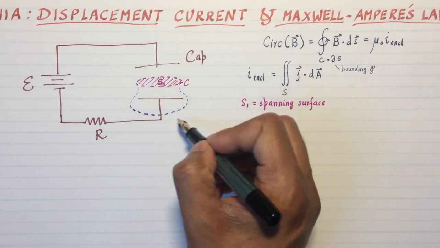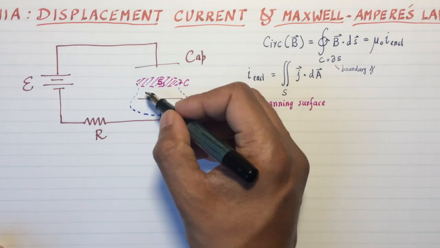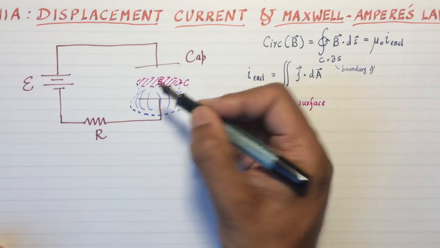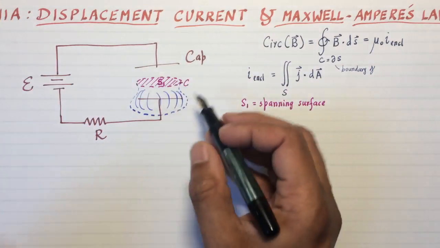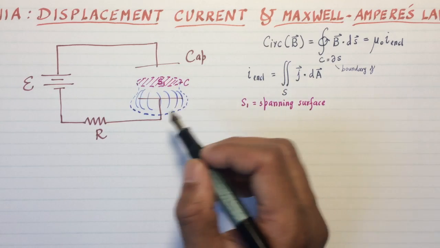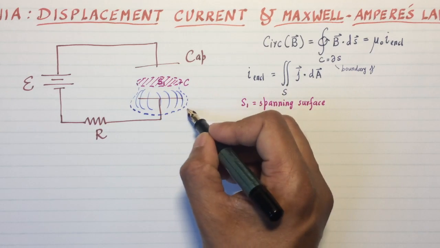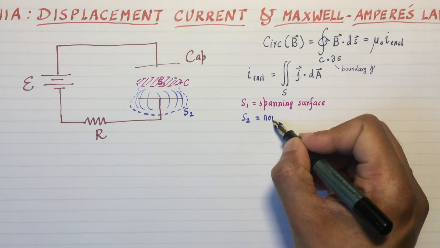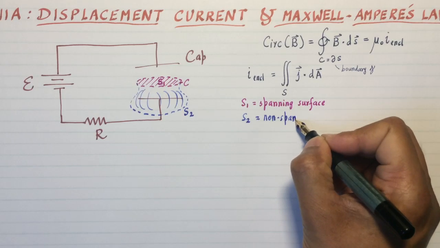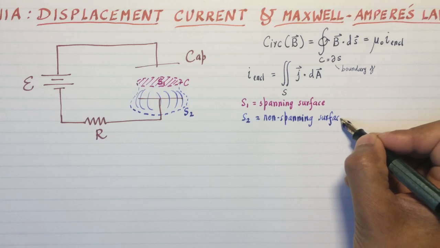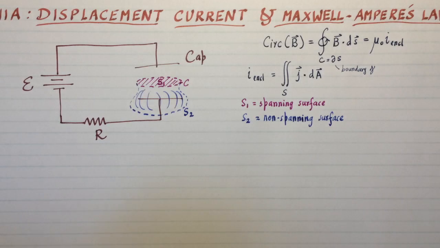Now you should think of this as a 3D surface. So I'll just draw some three-dimensional clues here. So even that has as a boundary the curve C. What about now? Can this surface S2 be used? So I'll call S2 the non-spanning surface. Well, poor Ampere never thought of this possibility.